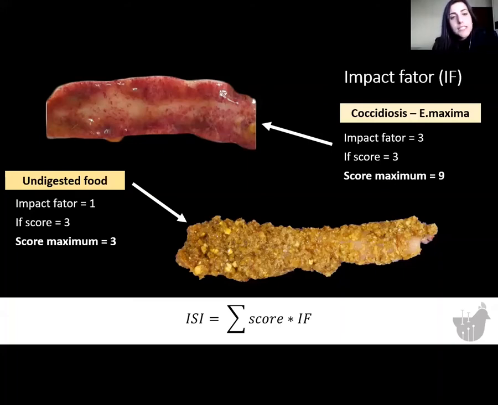So the ISI total is the sum of all these parameters that I evaluated, and in summary I have all the situations according to lesions, and I can talk with my colleagues with numbers. So all these lesions are translated to numbers.